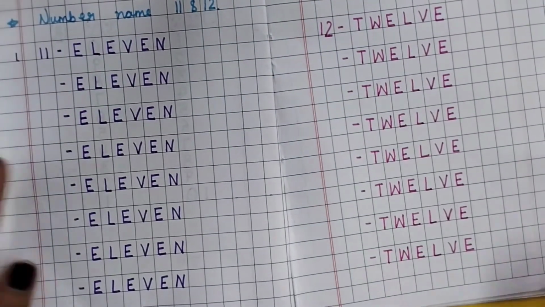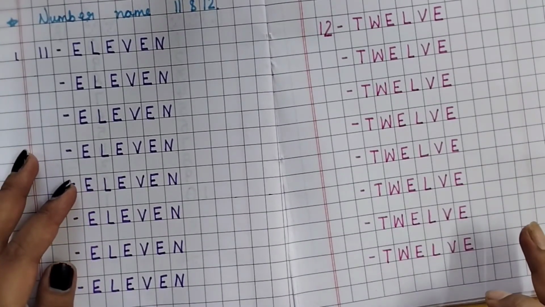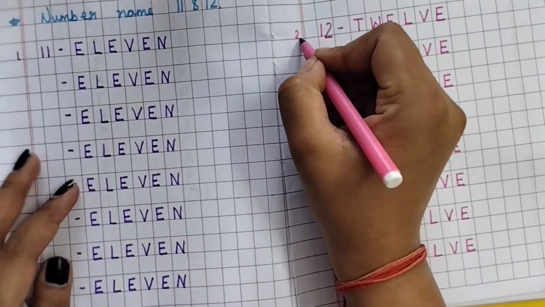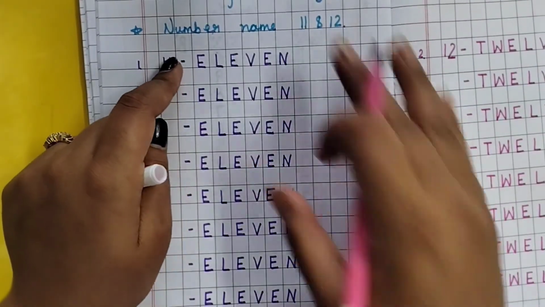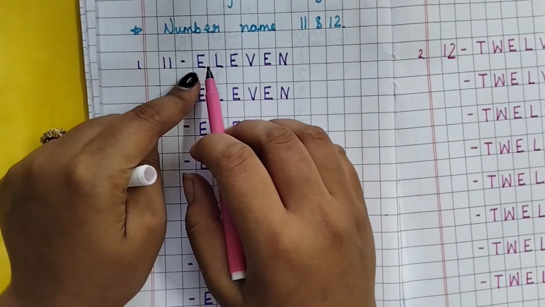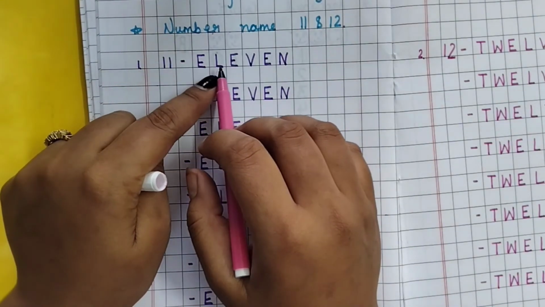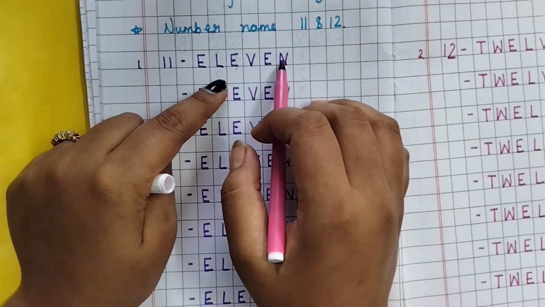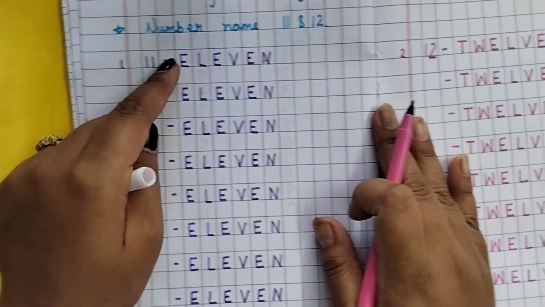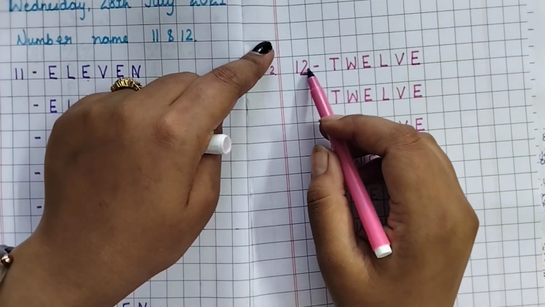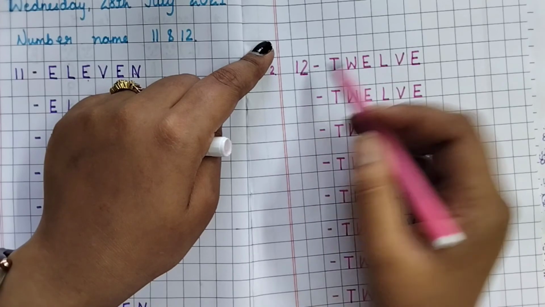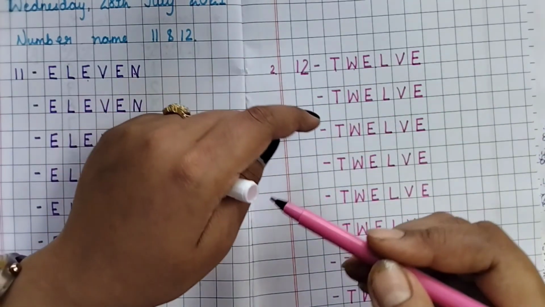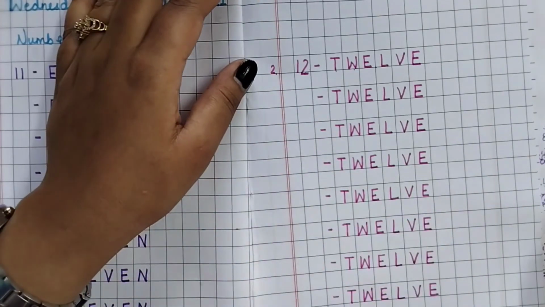Very good. So students, like this you have to write it in your math notebook with neat and clean handwriting. First is 11, 11 in the whole page, and spelling of 11 is E L E V E N. Learn this spelling also. And on the next page you have to write down 12, and spelling of 12 is T W E L V E, 12.